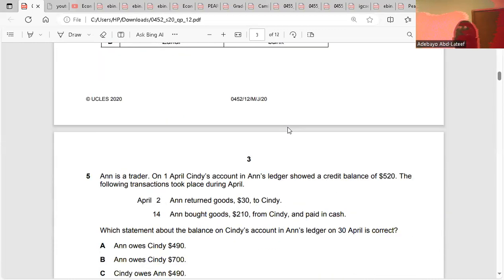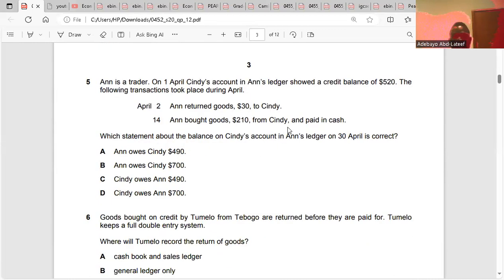Question 5. Anne is a trader. On 1 of April, Cindy's account in Anne's ledger showed a credit balance of 520. The following transactions took place during April. Anne returned goods worth $30. That means there will be a credit note from Cindy. So 30 will be deducted from the 520. I think that is clear.